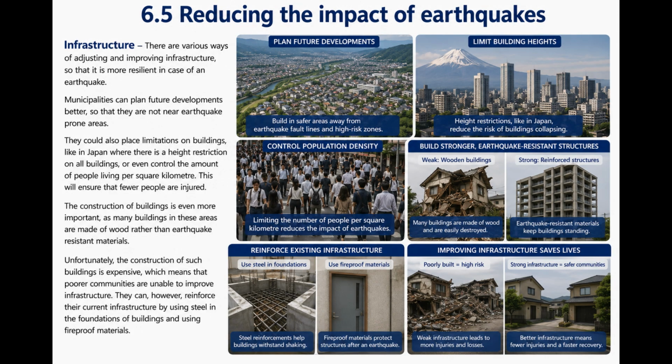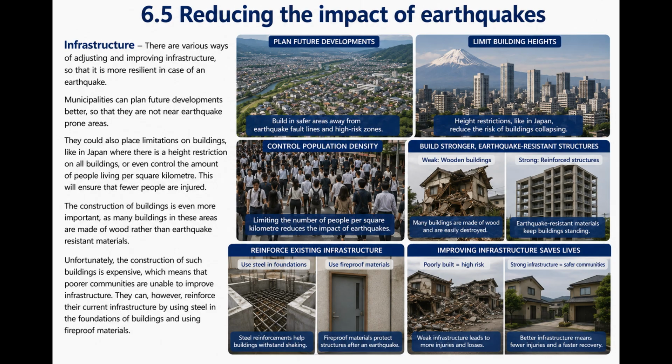Infrastructure. There are various ways of adjusting and improving infrastructure so that it is more resilient in case of an earthquake. Municipalities can plan future developments better, so that they are not near earthquake-prone areas. They could also place limitations on buildings, like in Japan where there is a height restriction on all buildings, or even control the amount of people living per square kilometer. This will ensure that fewer people are injured.